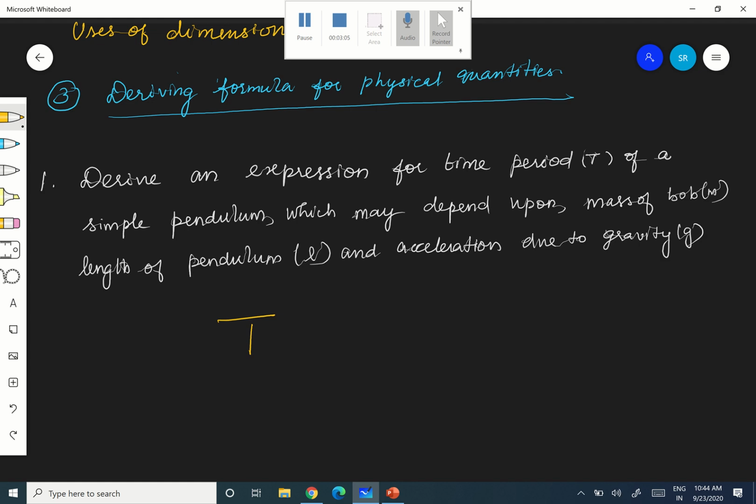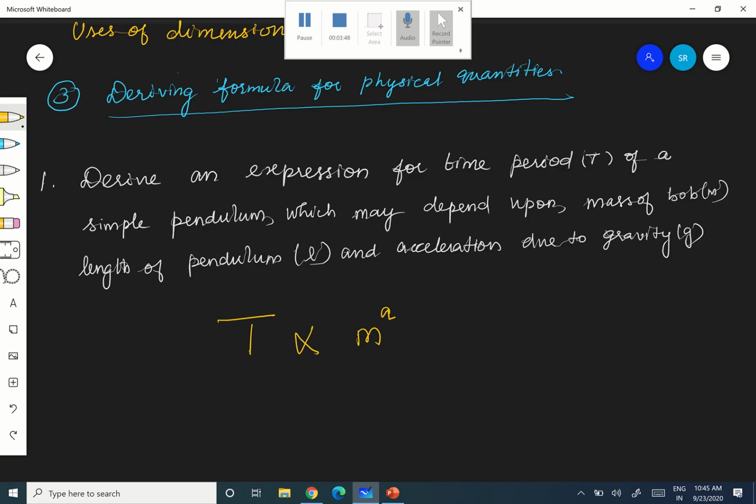So now time period is T, and it depends on mass first. So it is proportional to. On what factors does it depend? First one, mass. How it depends on mass, the power, we don't know. It may be M power 0, M power 1, M power 2, minus 1, minus 2, minus 3. Nothing we know. So it is our duty to find out. So that power I am giving as A. M power A. Mass.